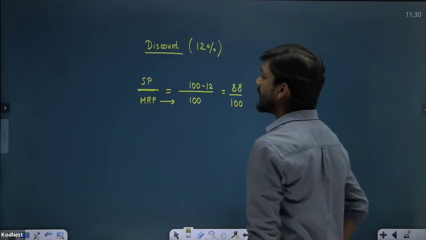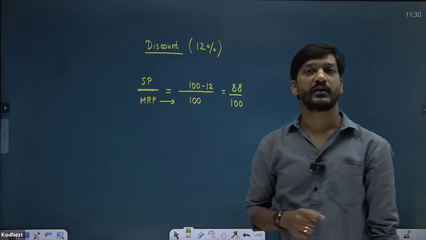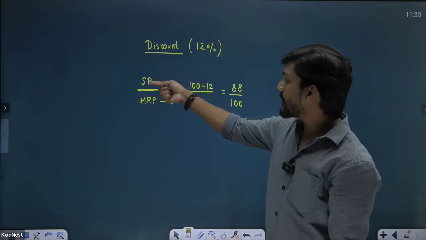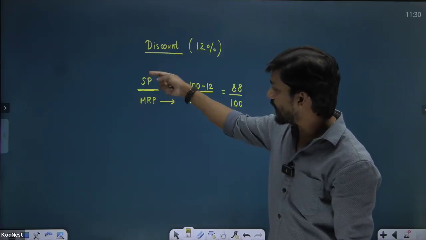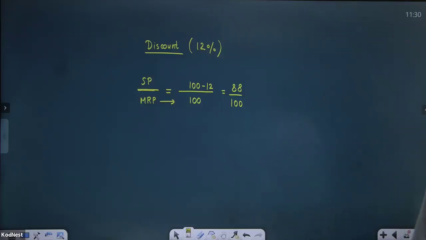Now after this, if MRP is given, put the MRP, calculate selling price. If in the question selling price is given, put the selling price, calculate MRP. Okay, this is what we can do. Okay, 100 minus, don't say X, 100 minus D. Okay, D means discount.